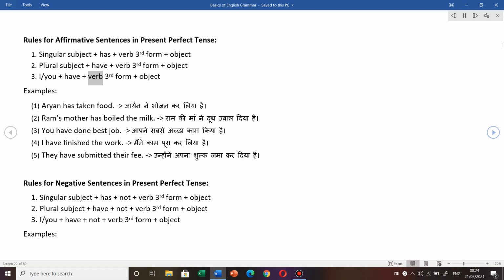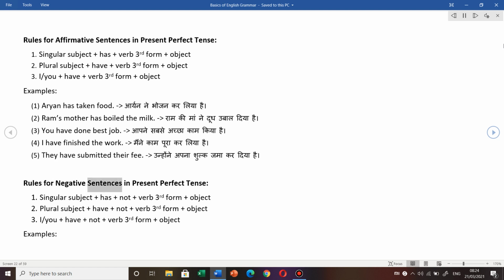I, you plus have plus verb third form plus object. Examples. Aryan has taken food. Ram's mother has boiled the milk. You have done best job. I have finished the work. They have submitted their fee.